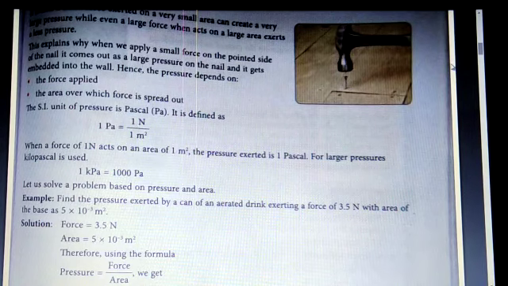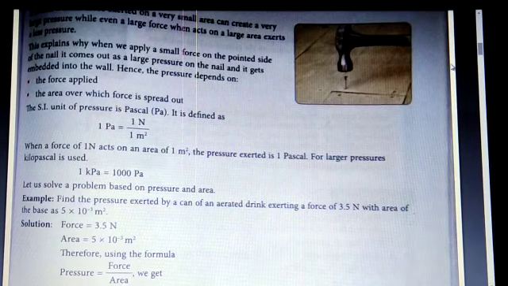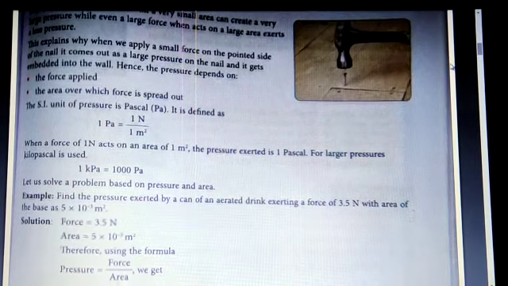You have read kilometer. Similarly we have kilopascal. 1000 meters makes 1 kilometer, similarly 1000 Pascal is equal to 1 kilopascal. A numerical is given, we'll cover it in the next class.